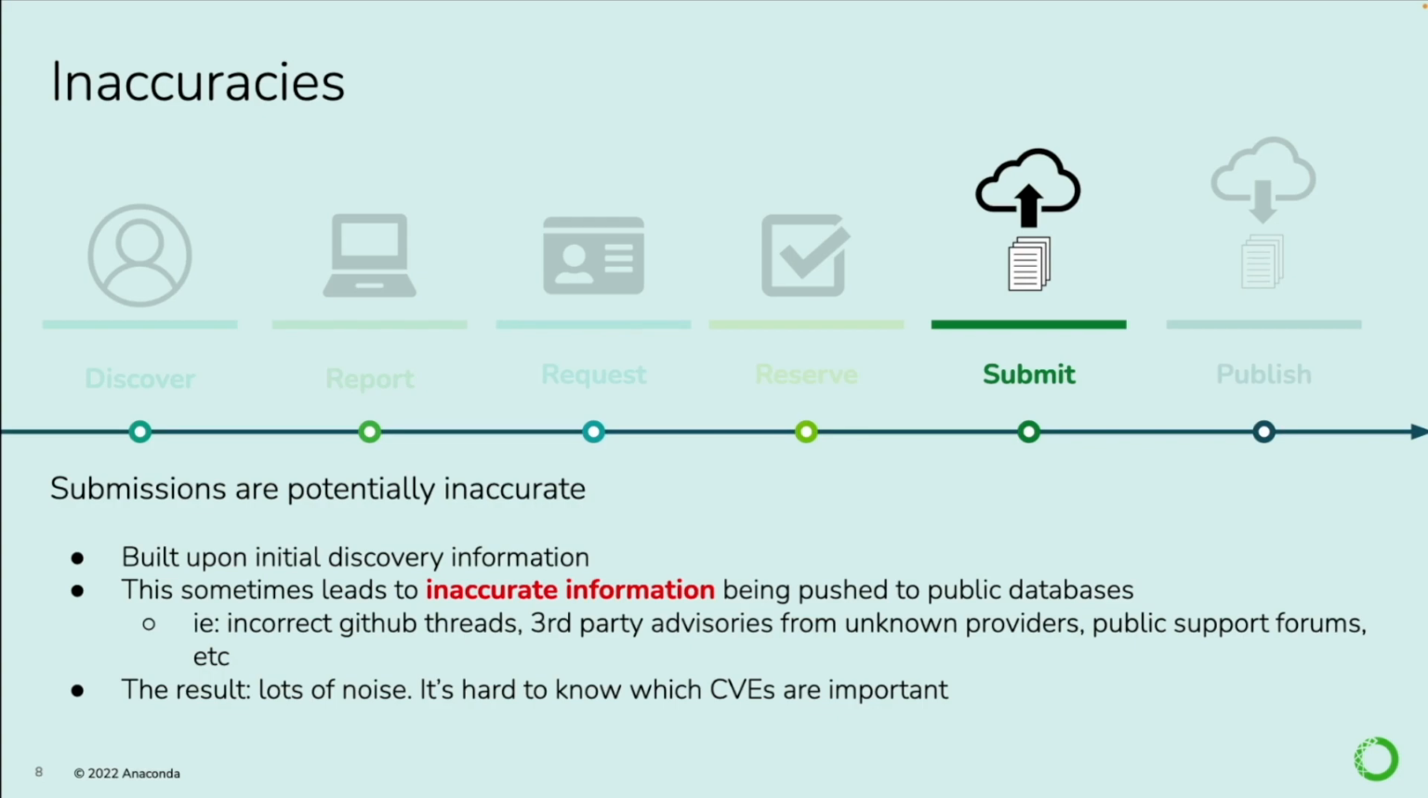Another area that inaccuracies can crop up is in the submit phase. This is when we're gathering and submitting additional data around the vulnerability. And again, this is built upon the initial discovery information. So if you think of it as garbage in, garbage out, as soon as we start having issues, even at step 1 of the CVE lifecycle, we're going to have compounding issues as we go down the process. So in this case, you might have incorrect GitHub threads or third-party advisory references. Those advisories could be from unknown providers, or you could have inaccuracies in those references. The result of all of this is that you end up with a lot of noise, and it's hard to know which CVEs are important, which ones you should spend your time running down, which ones affect you.